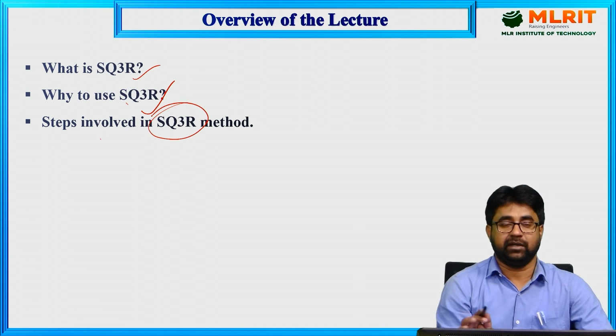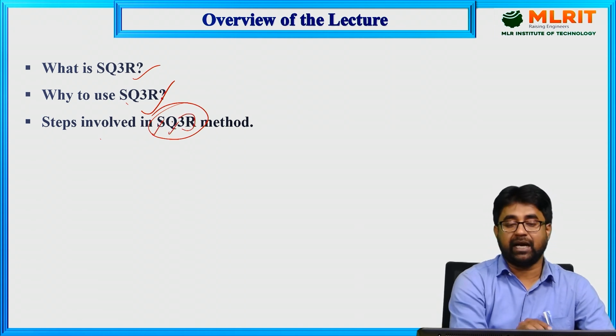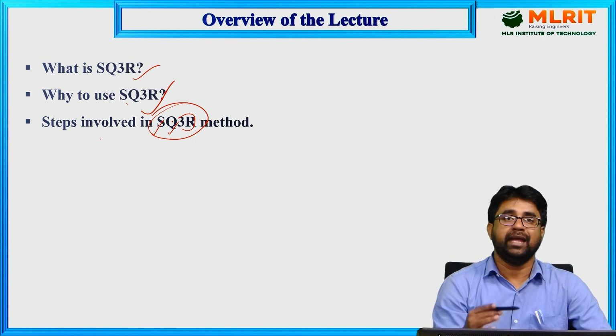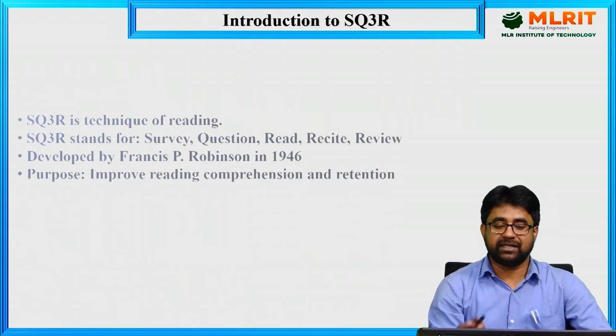So what are the steps? As you can see, S, Q, then 3R. Five steps are involved, and I'll be talking about each of those steps. So first, let's see the introduction to SQ3R.